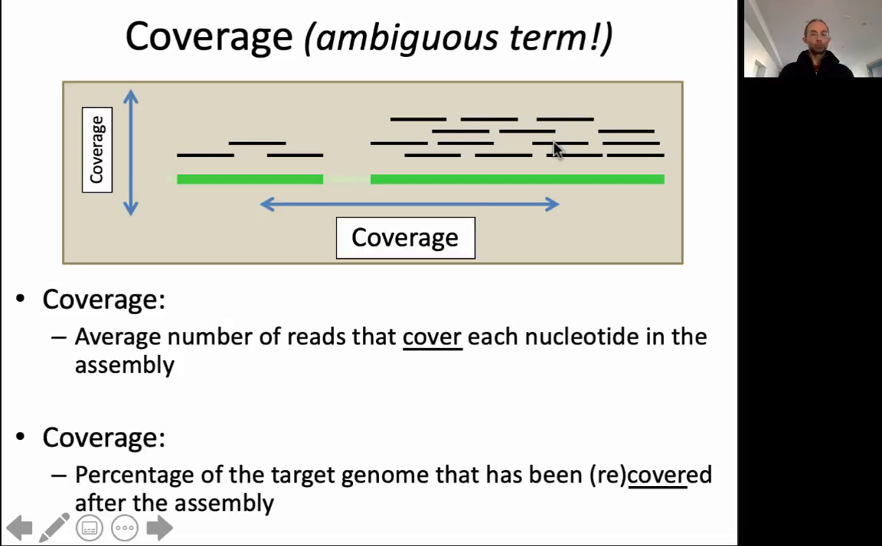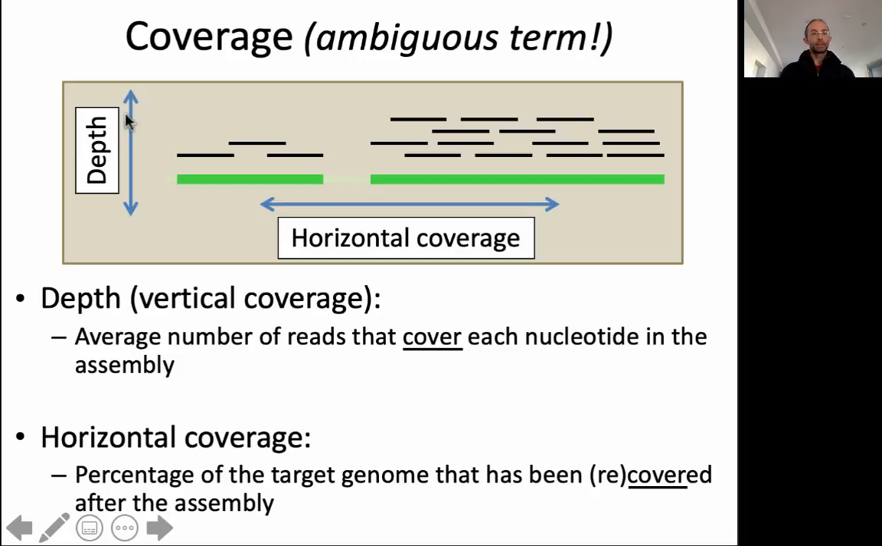Okay, so this is an ambiguous term, so of course we try to resolve that by using different words. The vertical coverage is also called depth. Depth is the number of times that a given nucleotide in a target genome has been sequenced or has been recovered. The horizontal coverage is the percentage of the target genome that has been recovered in the assembled contigs or scaffolds.